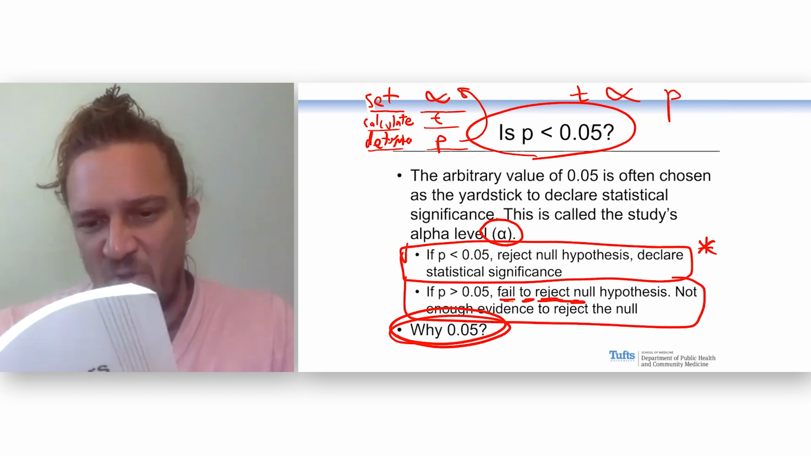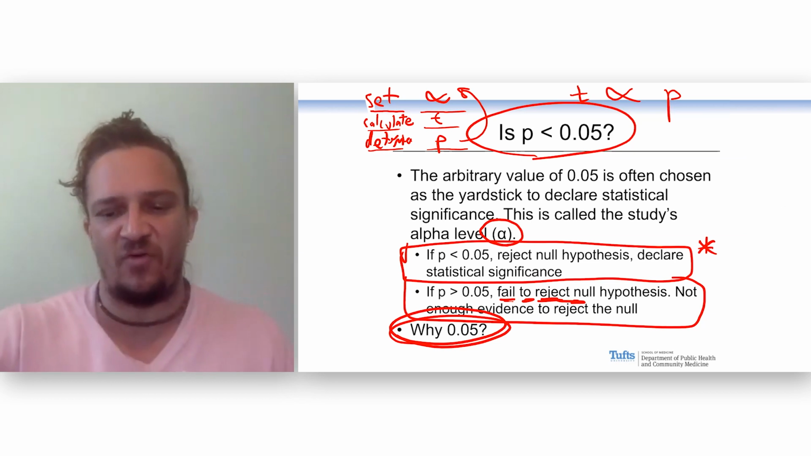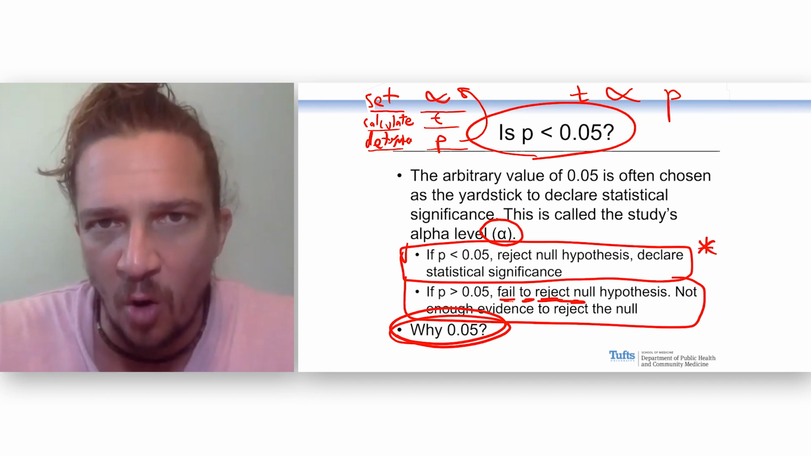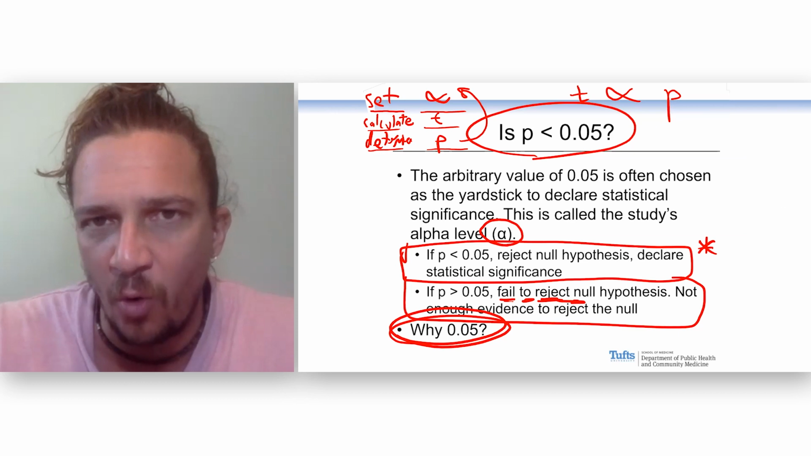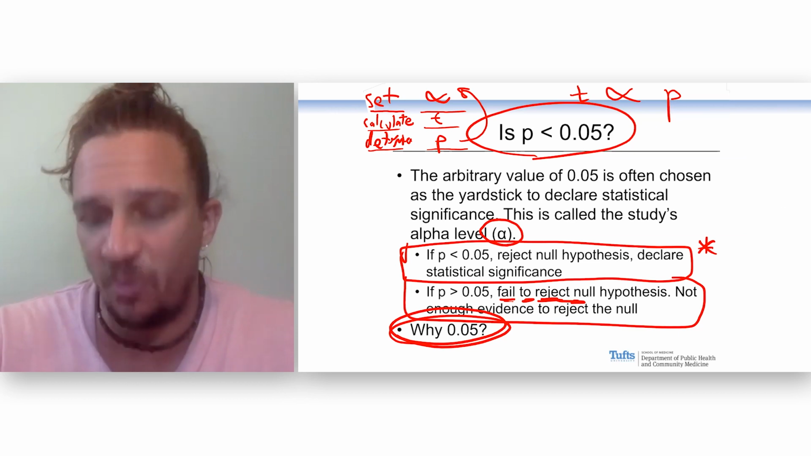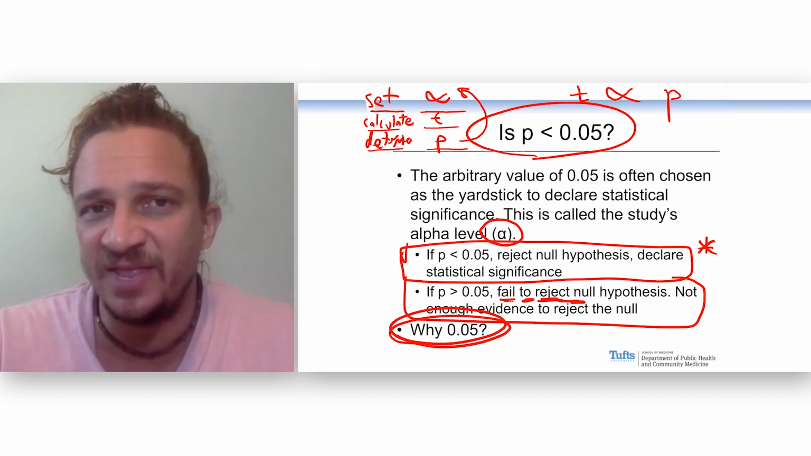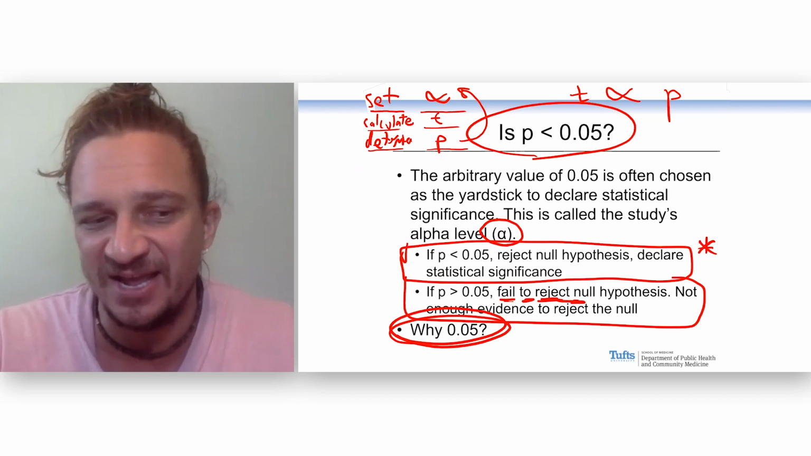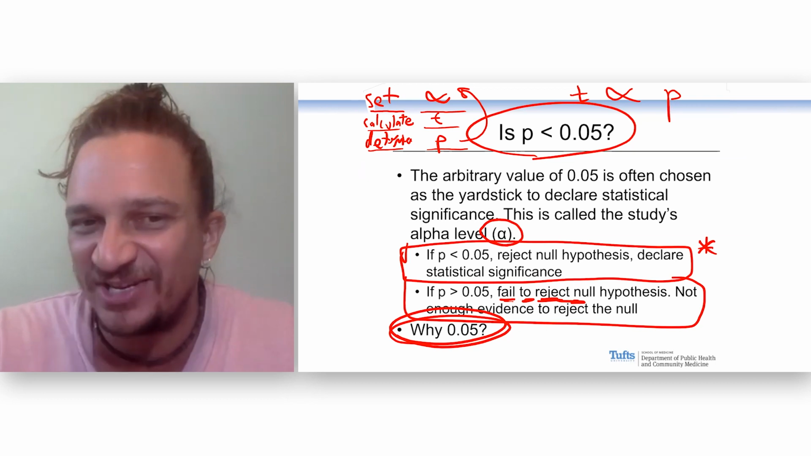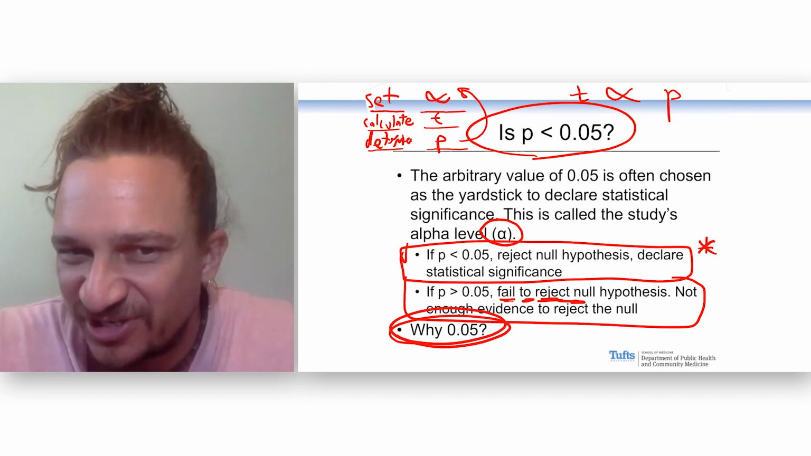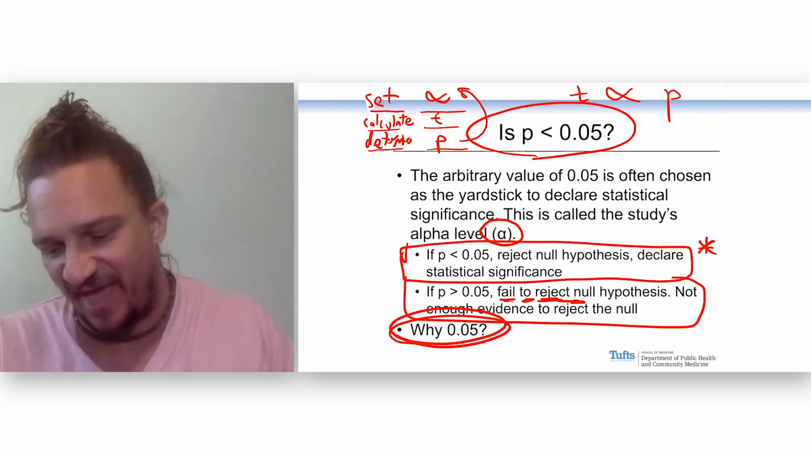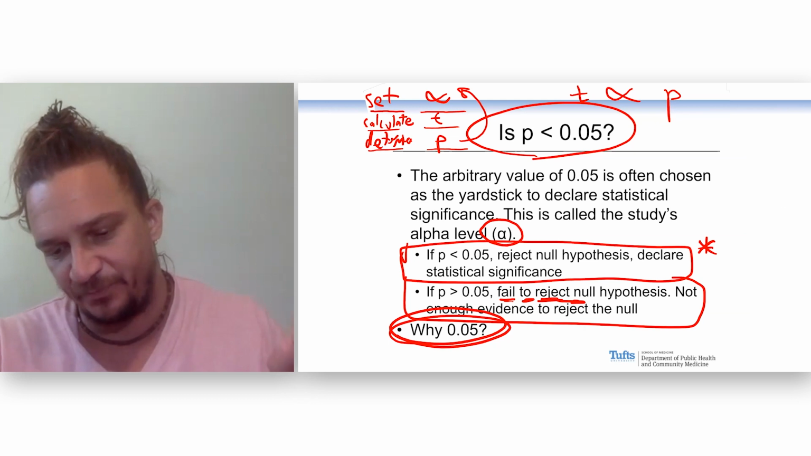And for the Higgs boson, the alpha level was 0.0000000, 12 zeros, 1. Because they wanted to make sure that if there was something there that was significant, that they would catch it. And sorry, I said that wrong. They wanted to make sure that they wouldn't declare significance if there really wasn't anything there. We'll come back to that when we talk about the idea of alpha and beta error.